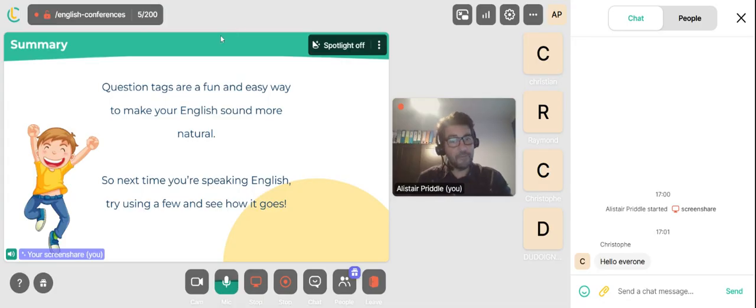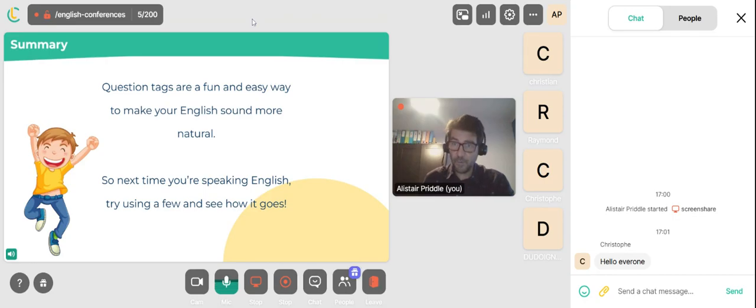Question tags are a fun and easy way to make your English sound more natural. So next time you're speaking English, try using a few and see how it goes. So question tags are a fun and easy way to make your English sound more natural, aren't they? So next time you're speaking English, try using a few and see how it goes.